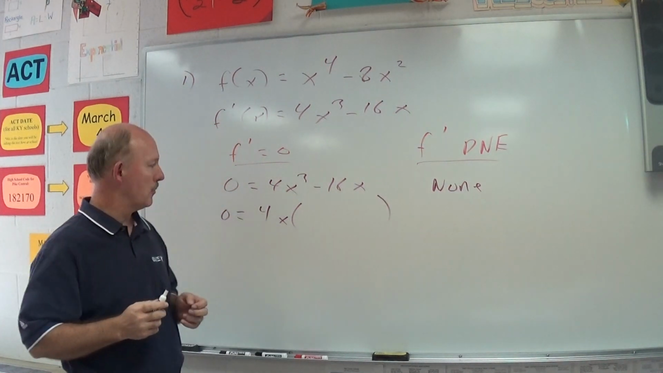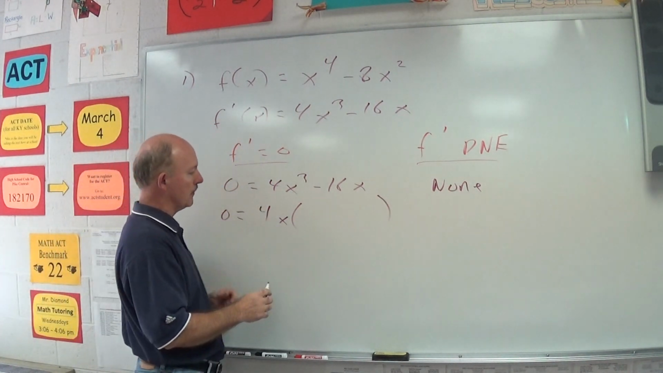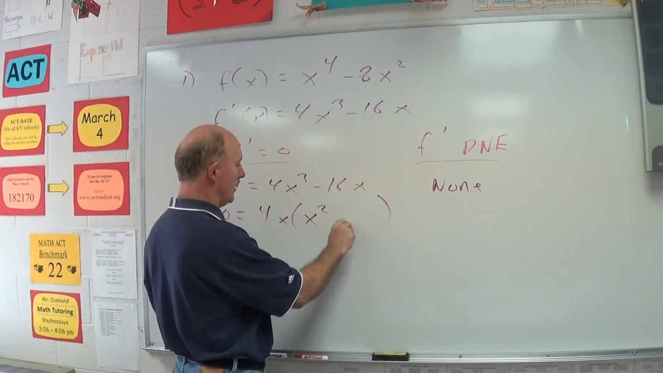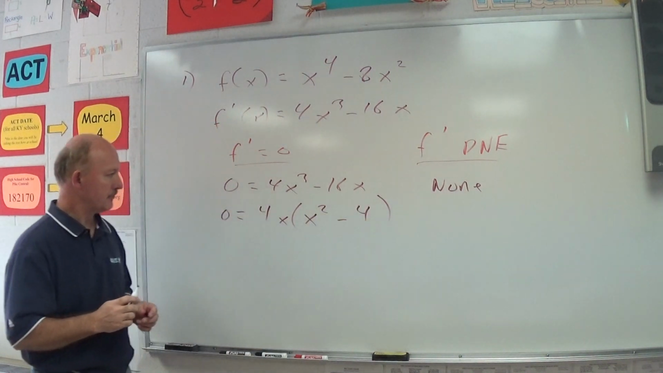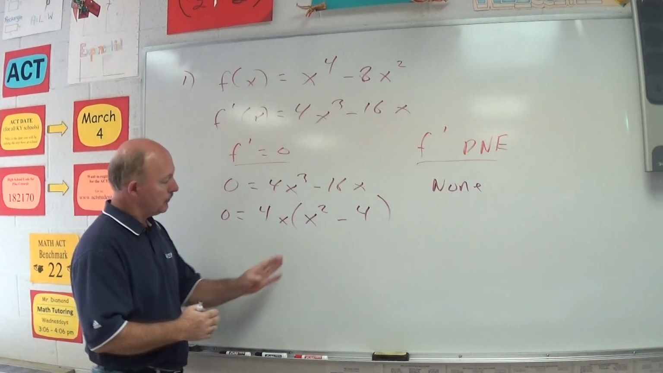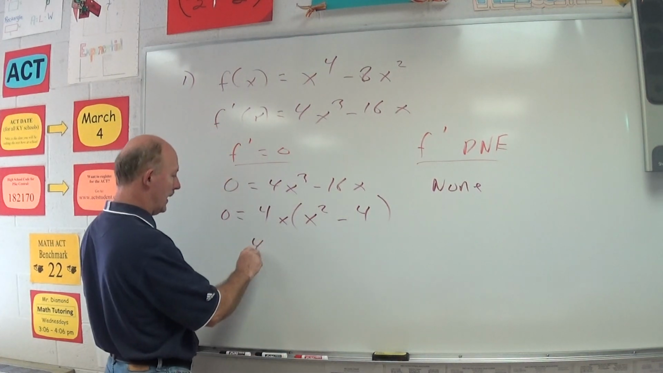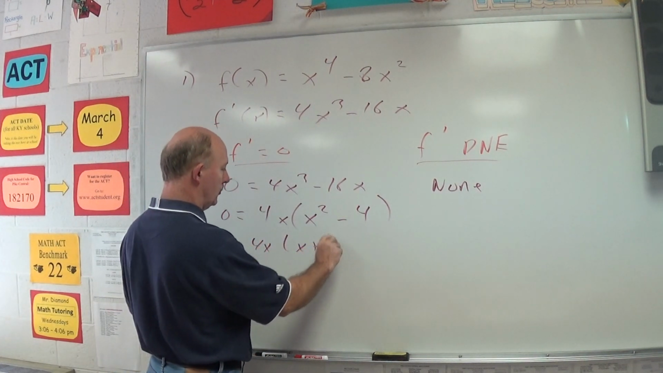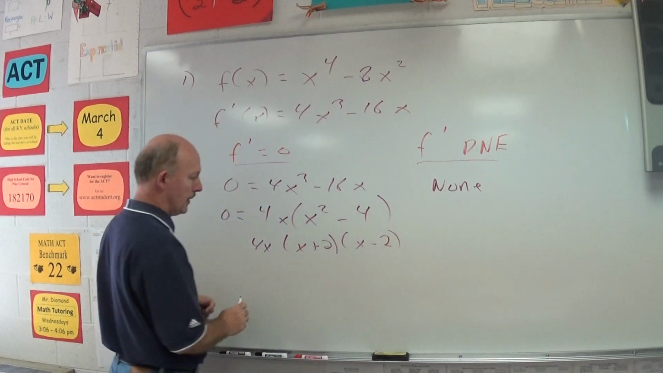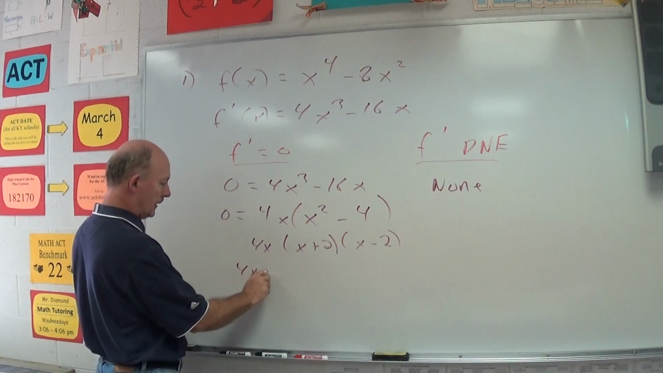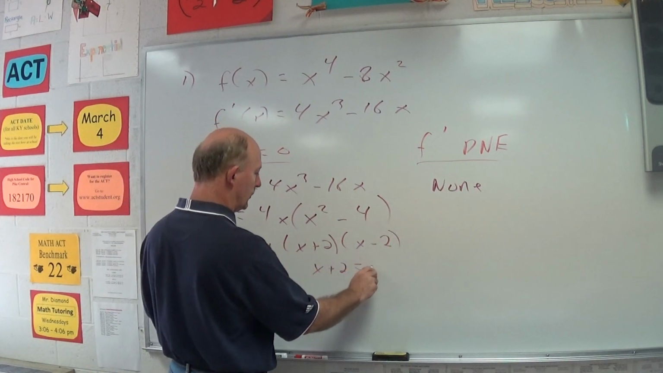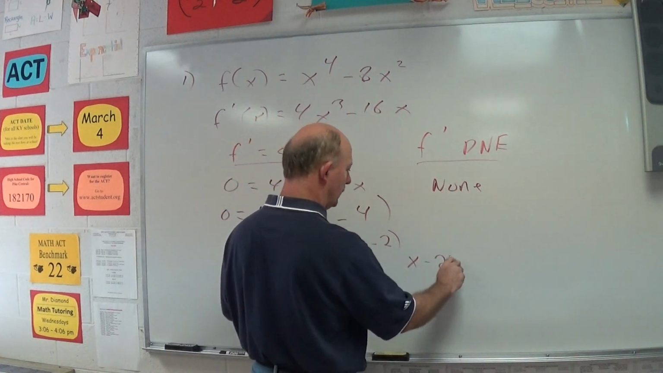Let's see what we have left remaining inside our parentheses now. Factoring the 4x off the first term gives us x squared minus 4. Now let's finish factoring this. X squared minus 4 will factor as 4x times x plus 2 times x minus 2. So let's take the 4x and set it equal to 0, x plus 2 equals 0, and x minus 2 equals 0.